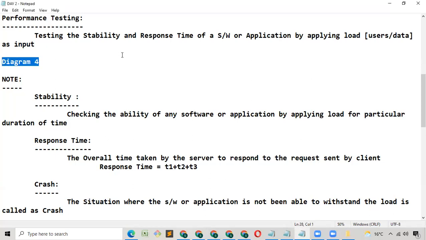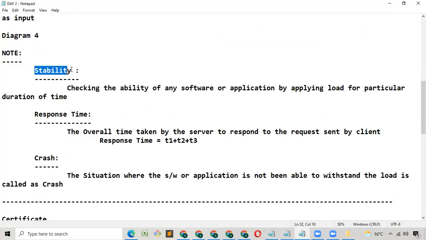In the interview, you will not have the permission to see the diagram. Maybe if you close your eyes, the diagram should be there in front of your eyes so that you can tell the definition. Testing the stability and response time of the software or application by applying the load as an input is called what? Performance testing. Similarly, what is the meaning of stability, response time, crash, sir? Checking the ability of any software or application by applying some load for a longer or minimal duration of time is called stability.